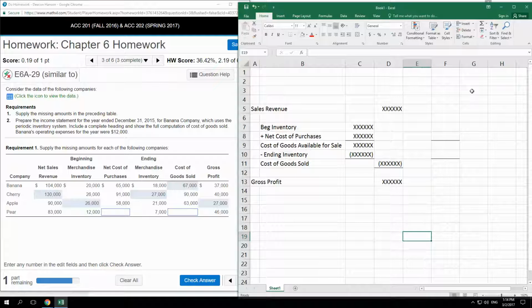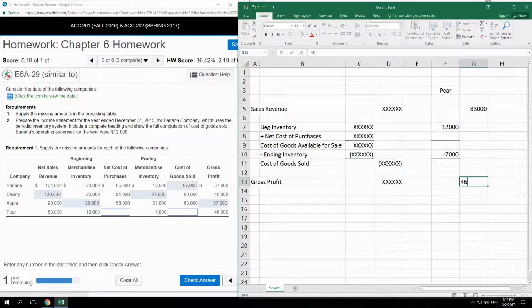Okay, now we're doing Pear. The next company is Pear. Solving for the unknowns again. Pear, they tell us what net sales revenue is. So net sales revenue is 83,000. Beginning inventory is 12,000. We don't know what the purchases are, but we know what ending inventory is. We don't know what cost of goods sold is, but we know what gross profit is.